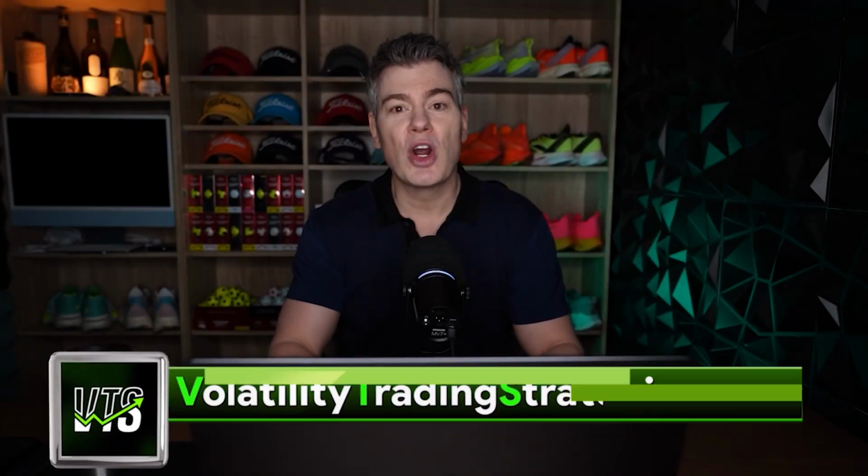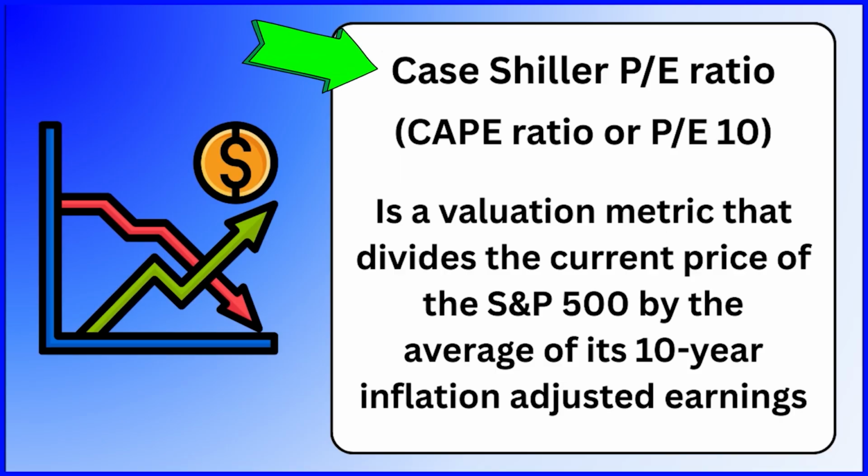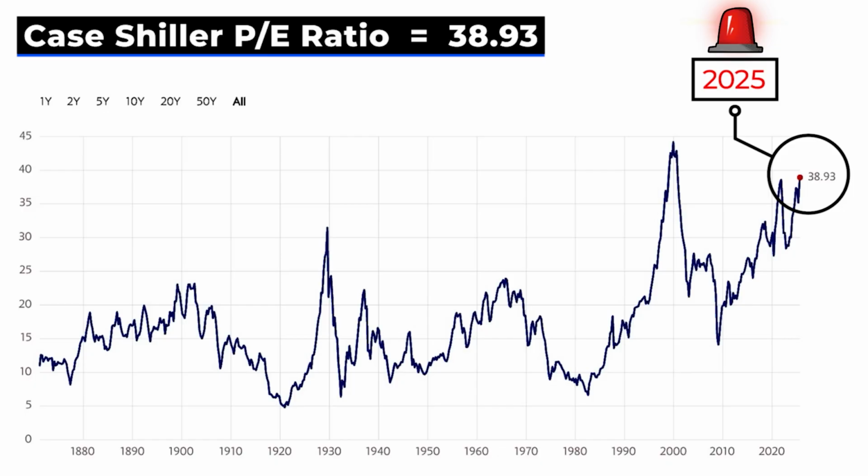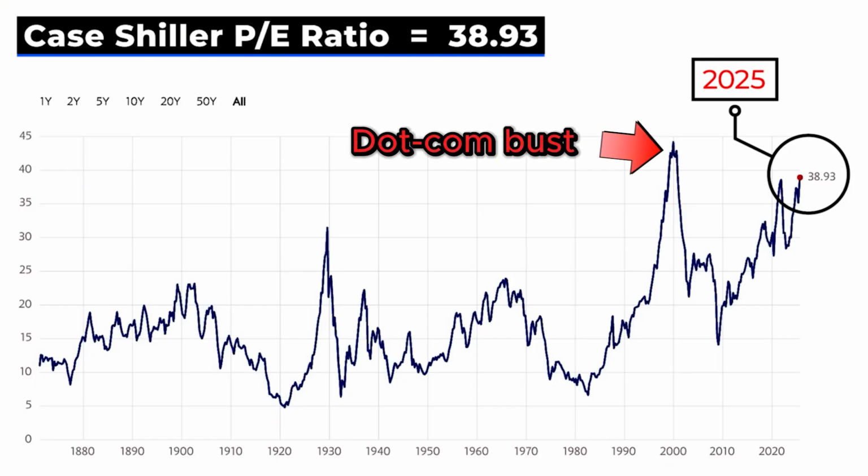So if you think the stock market is overvalued right now, perhaps even in a bubble that will eventually pop, you're not wrong. The Case-Shiller P/E ratio, this is a valuation metric that divides the current price of the S&P 500 by the average of its 10-year inflation-adjusted earnings. And unfortunately, as of now, we are at the second highest valuation in history, only outdone by the levels it reached at the peak of the dot-com bust in 2000.